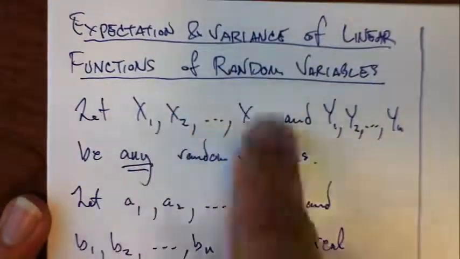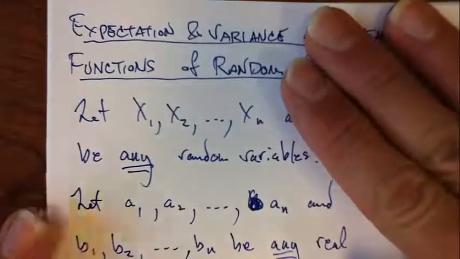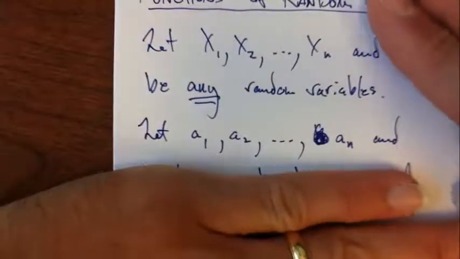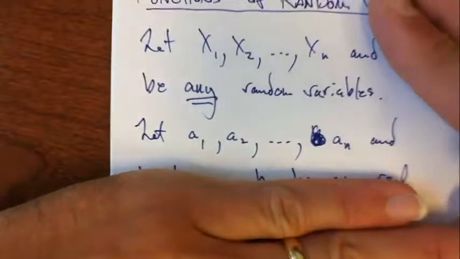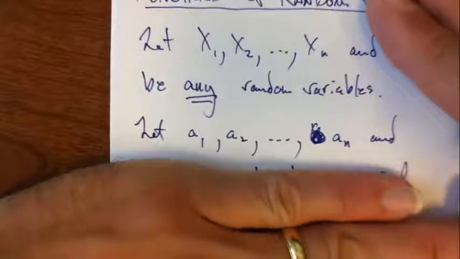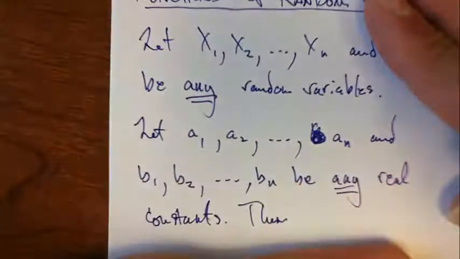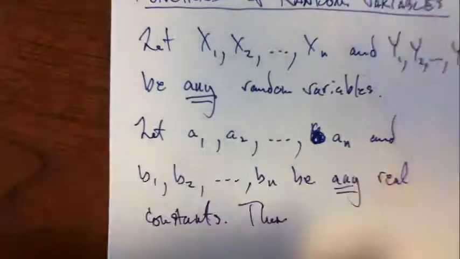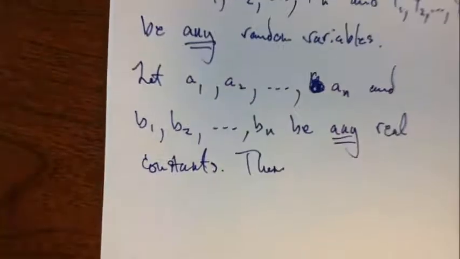Let's just think about the x's first. I'll just hide these from view. These can be any random variables. And let's let a1, a2, up to an be real constants. Okay? And then also we'll have these b's, but we'll deal with the b's and the y's later on, in just a moment. But what can we say?